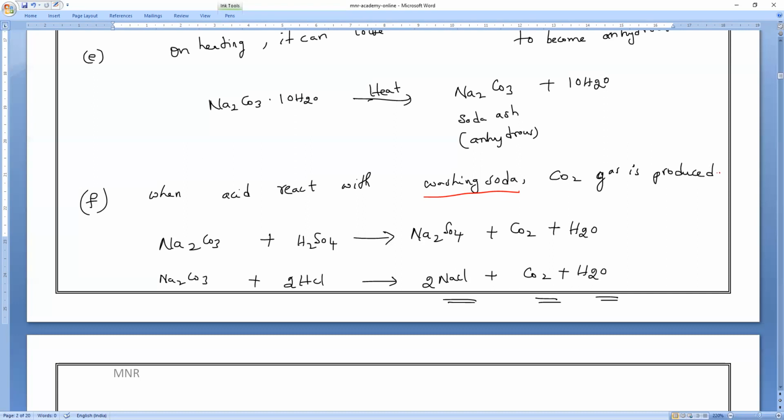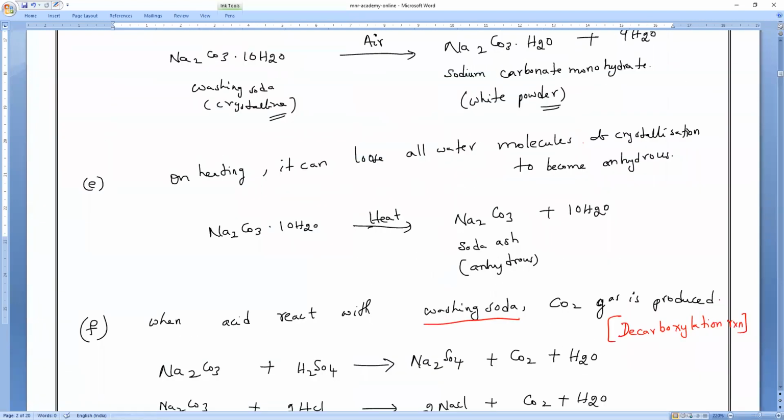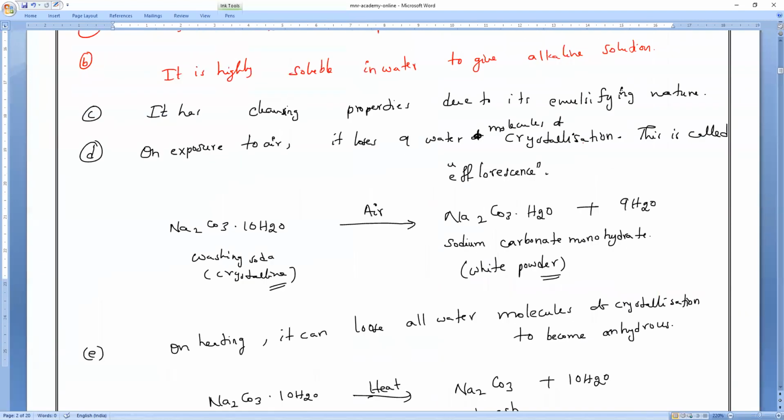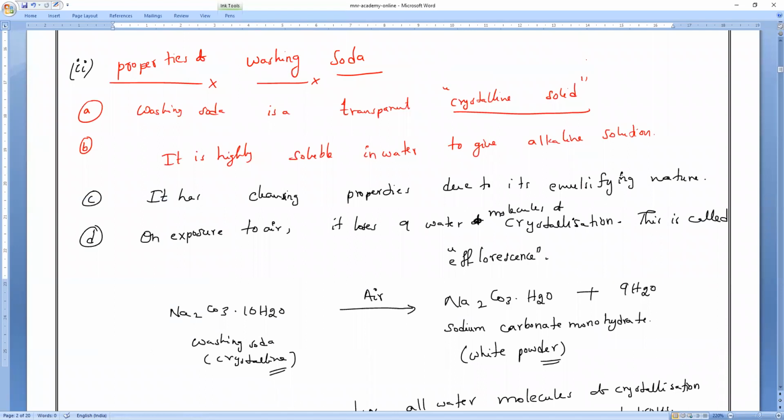And this reaction, the production of carbon dioxide, we call a decarboxylation reaction. If you want, you can write it fast. So these are the 6 properties of washing soda. Every property you have to know, because we cannot predict in what way they will ask in the exam.